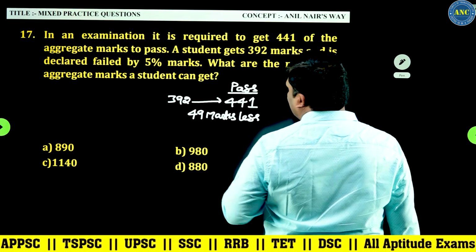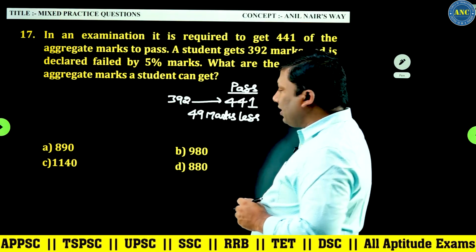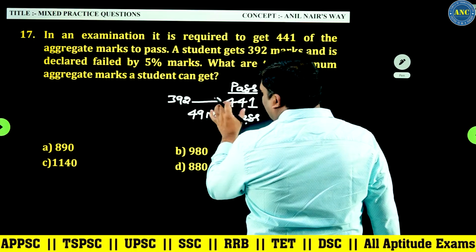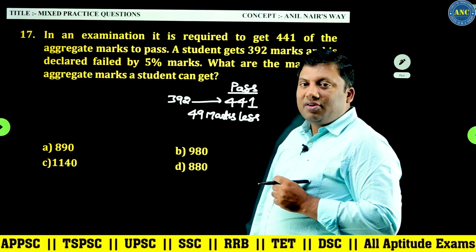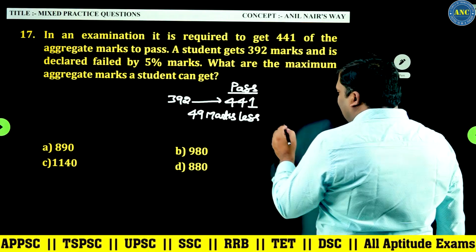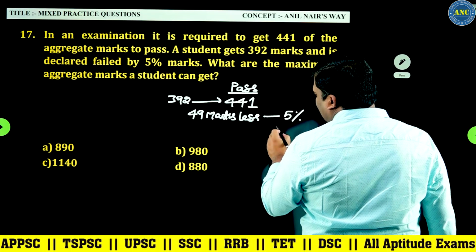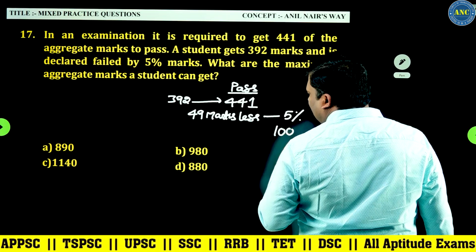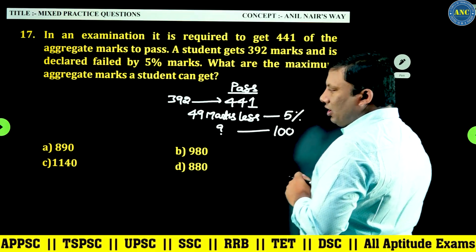49 marks less he is. And he was declared failed by 5 percentage marks. So he failed by 49 marks less. That is equivalent to 5 percentage in percentage terms. If the total marks are 100, how much is it?